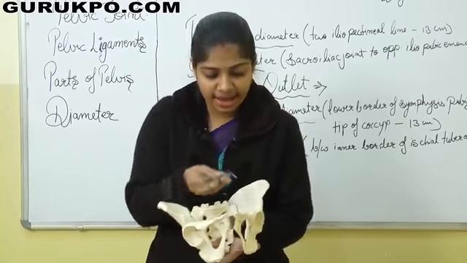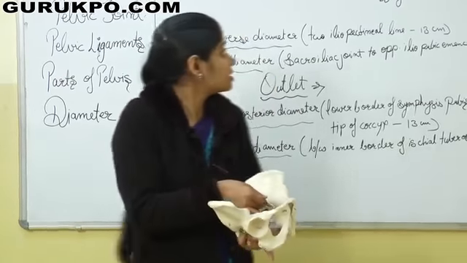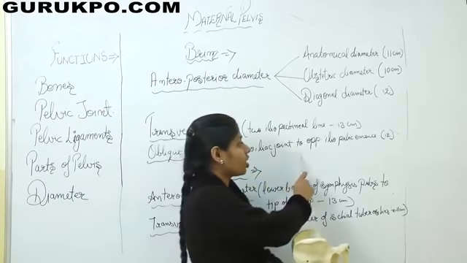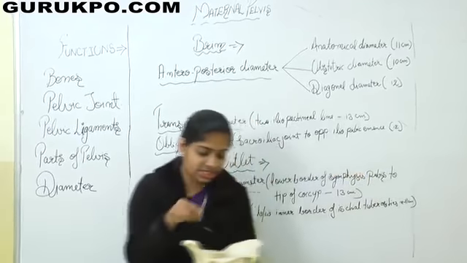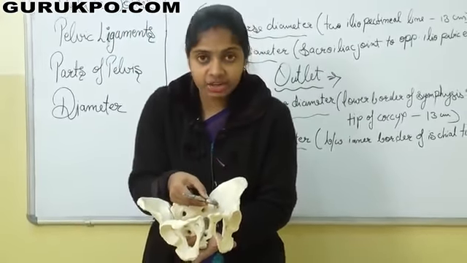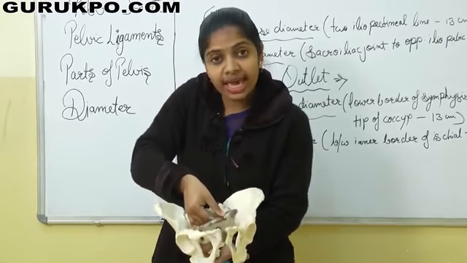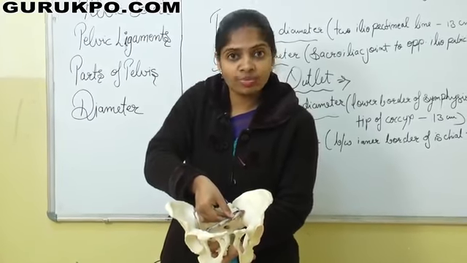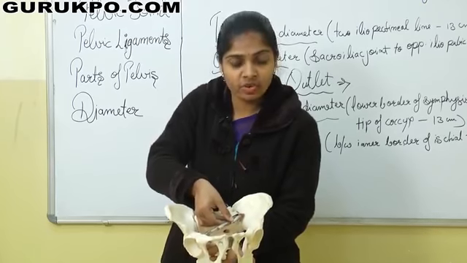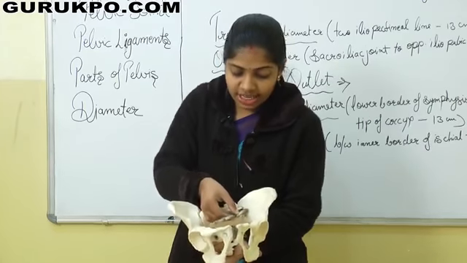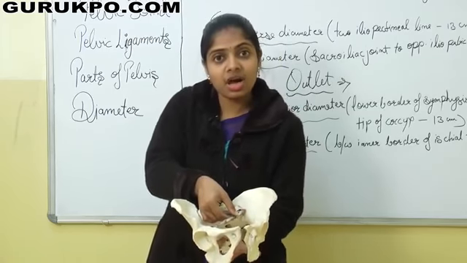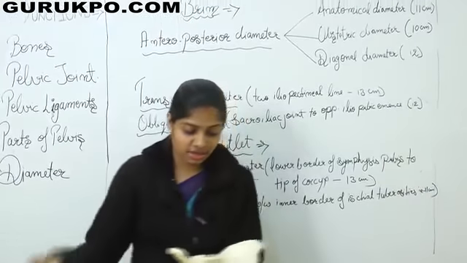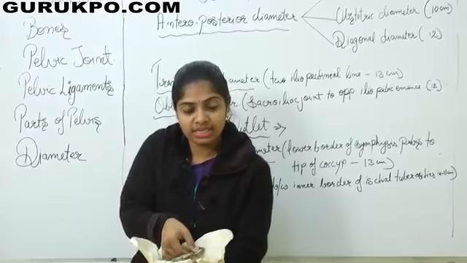Now coming to the oblique diameter, which extends from the sacroiliac joint to the opposite iliopubic eminence. As I told you earlier, the iliopubic eminence is a landmark. So this is the sacroiliac joint, this is the iliopubic eminence, and this is the oblique diameter. It is 12 centimeter in diameter.